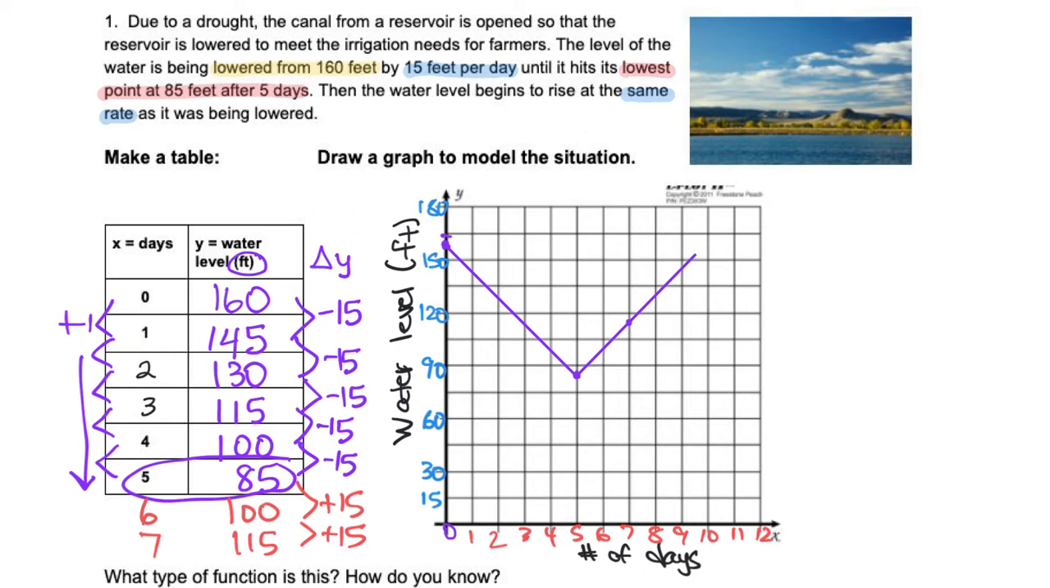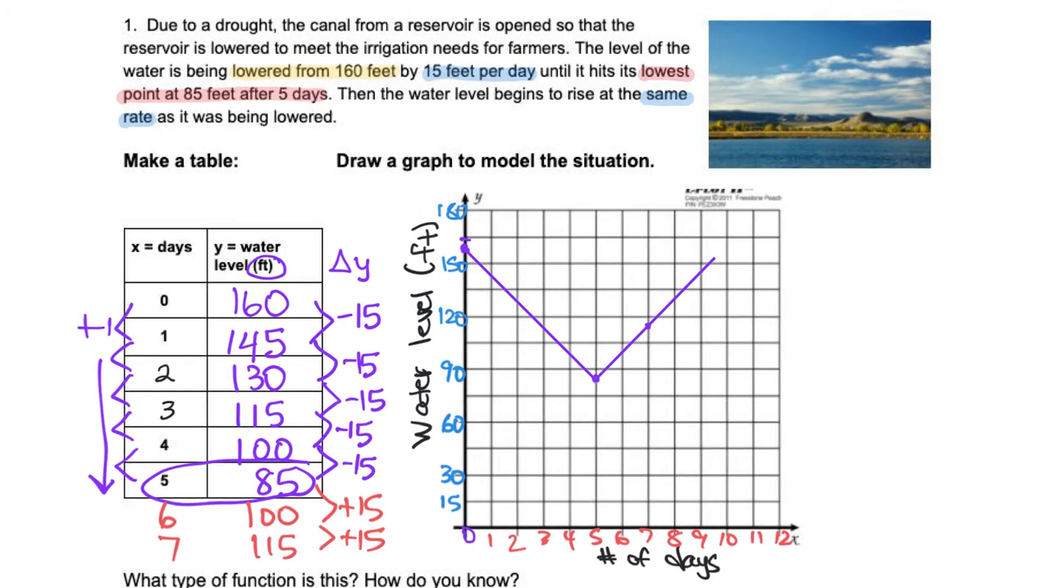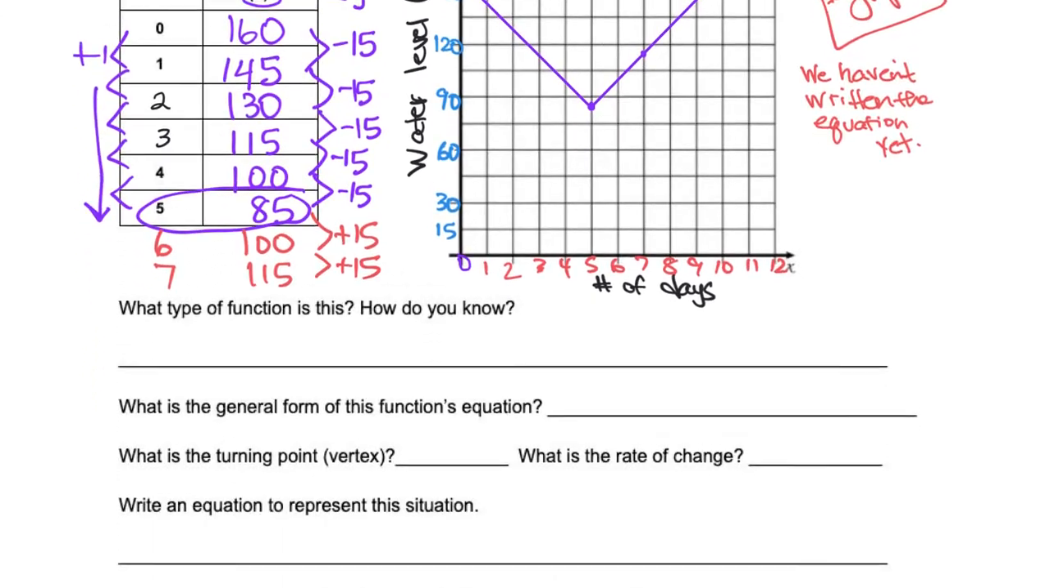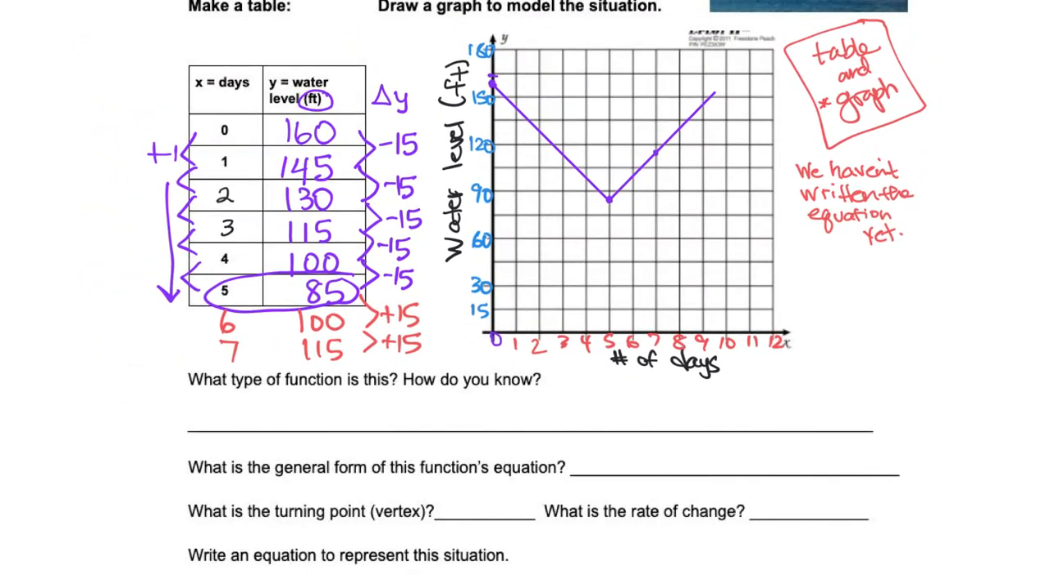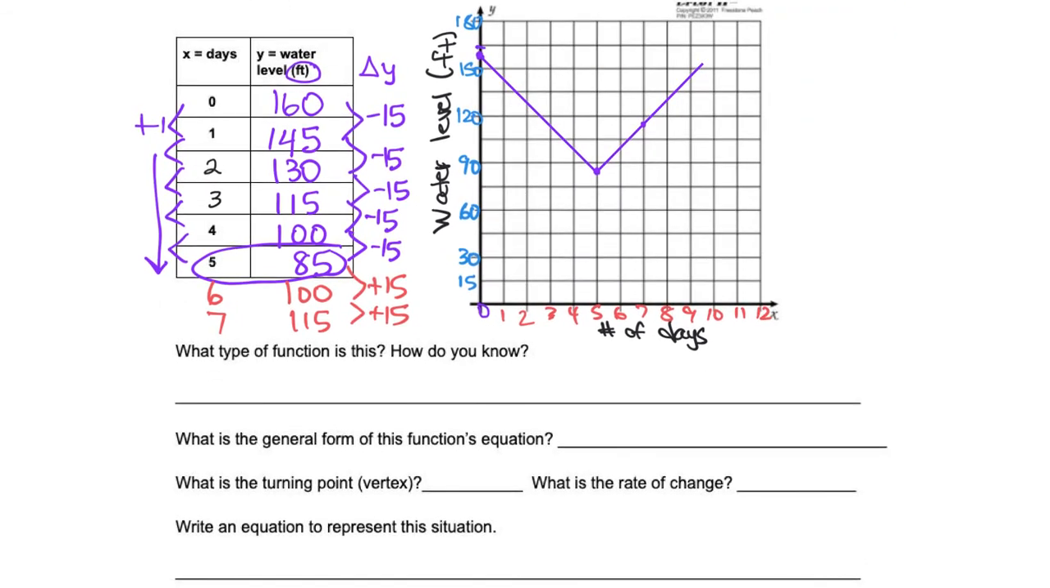Let's use this information that we have visualized in our table and our equation to answer some questions. So let me pan out just a little bit here so that we can see some of our questions with our table. And what type of function is this? This is an absolute value function. We've already talked about that.